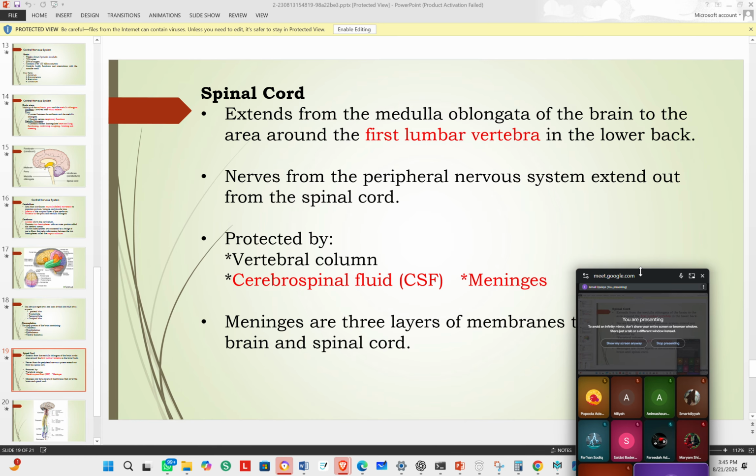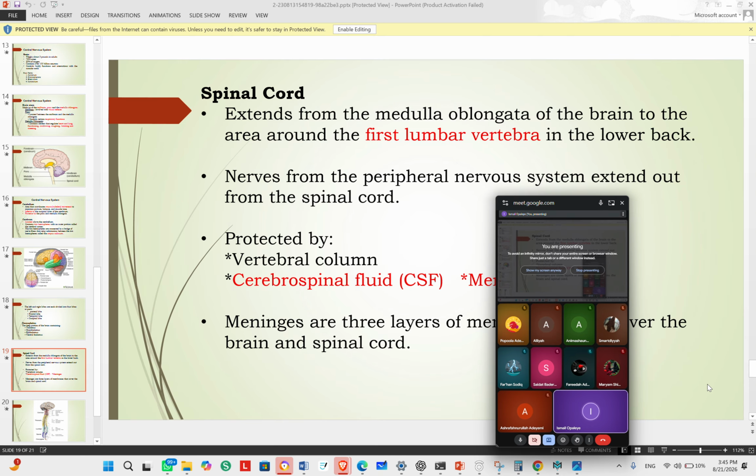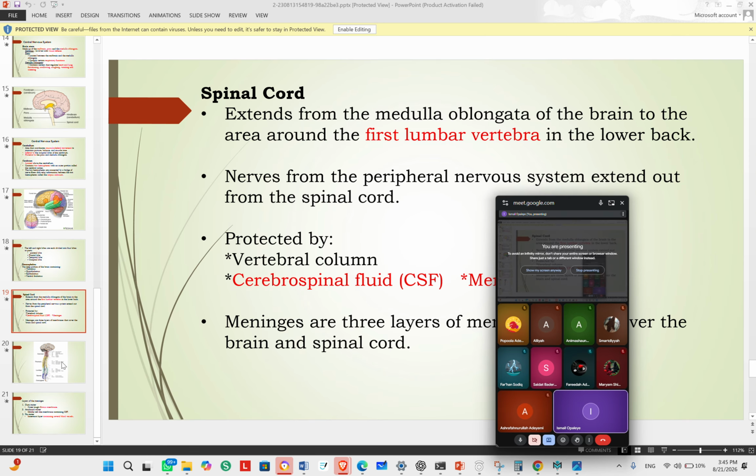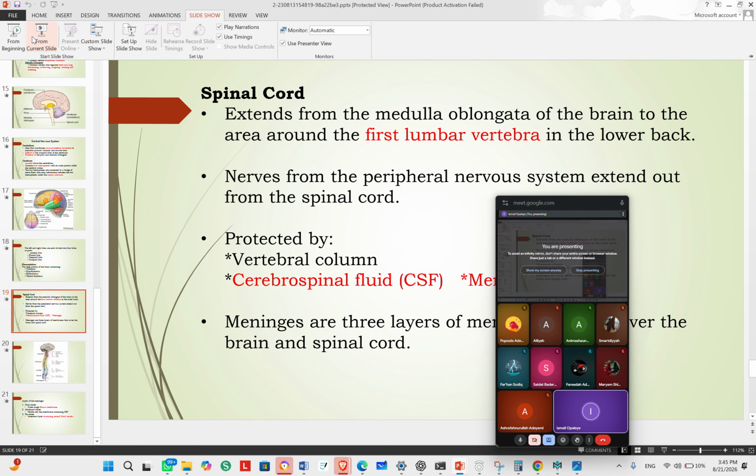Oh, I'm having a battery low. Let me see how many percent I am. Oh, 10%. Okay, how many slides do we have to go? Oh, it's just a few remaining. Let me just quickly show the slide. I'm having just 2 slides to go.